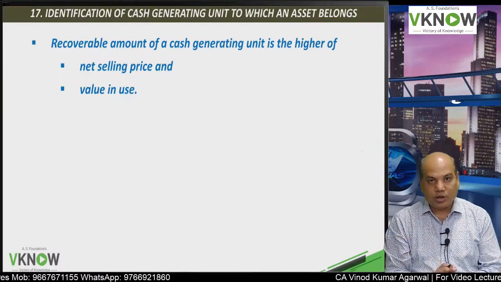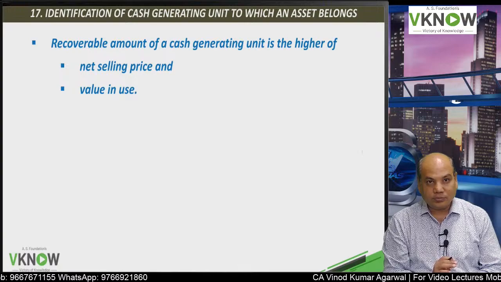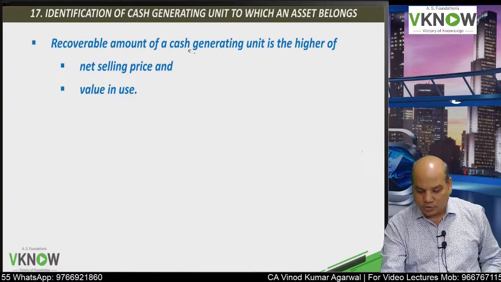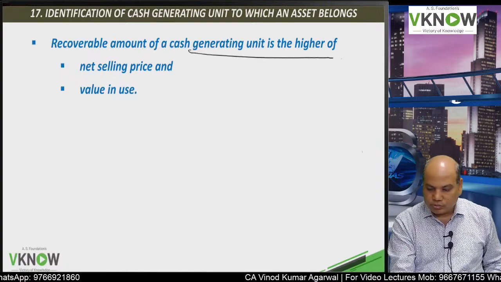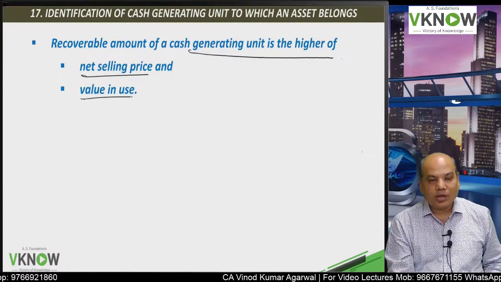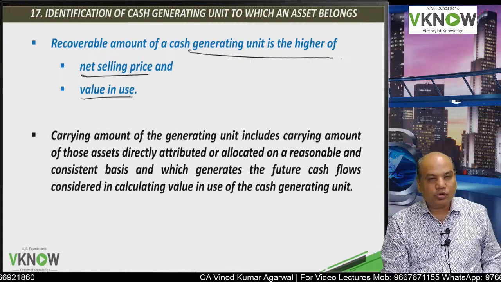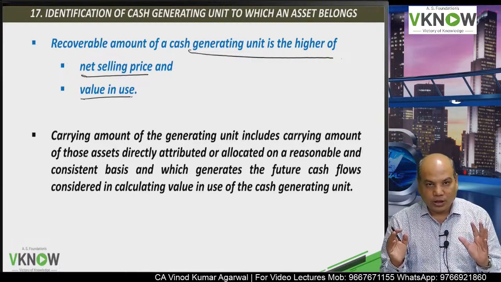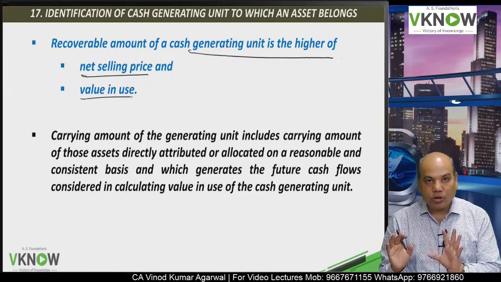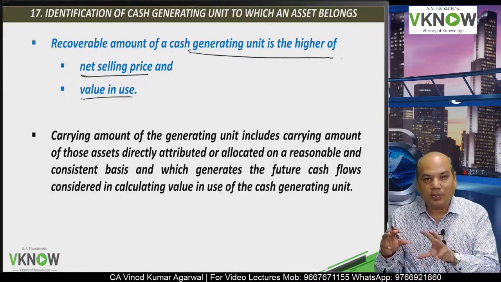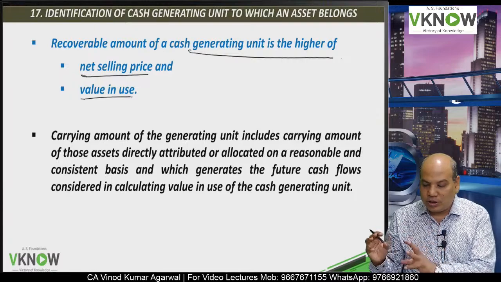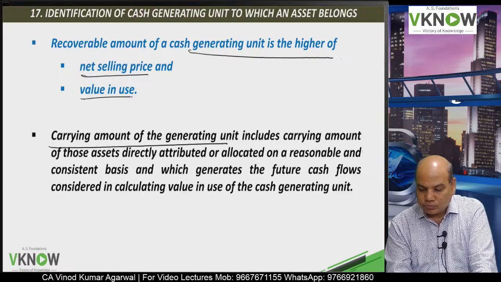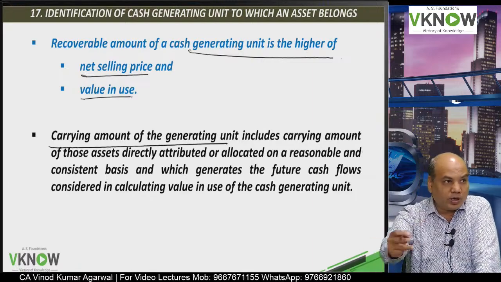That line was not important. The important line is the next one. Recoverable amount of CGU is the higher of the two, net selling price and value in use. So just like we compute the recoverable amount of a single asset, we will compute the recoverable amount of a CGU. But a CGU can contain many assets. So how do I compute the carrying amount of the CGU?